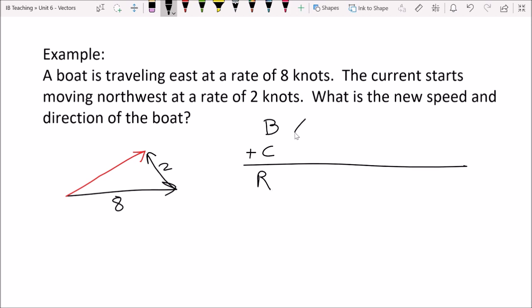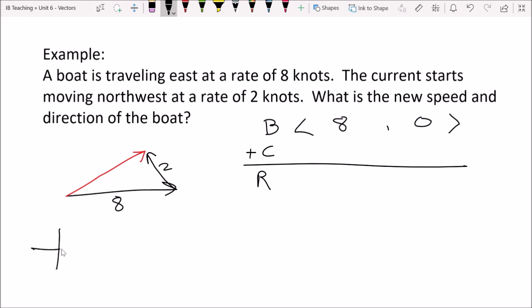We can write vectors for each of these, and some of them are easier than others. Like, for example, the boat is only going east. It has no vertical component. It's not going north or south at all. So its vector is 8, 0. Now, when we look at the current, that's a little bit more difficult.